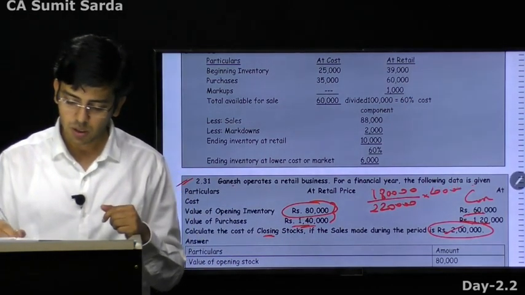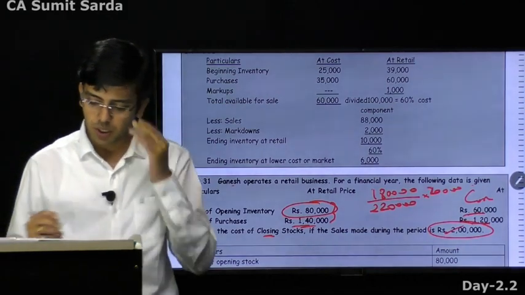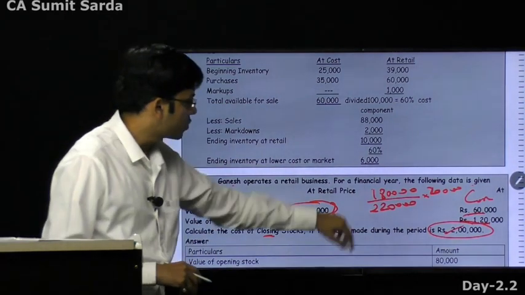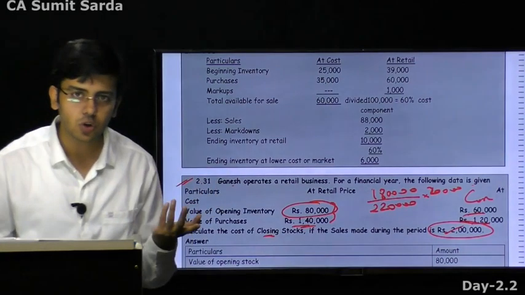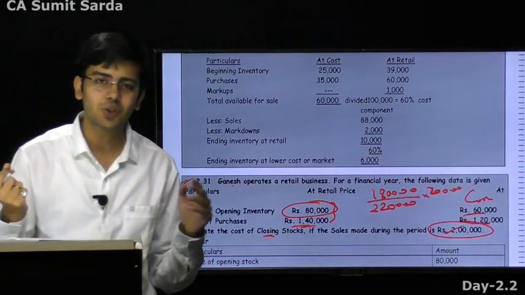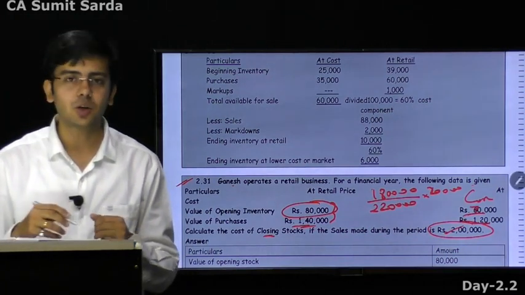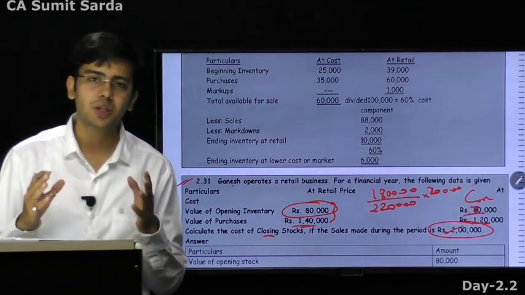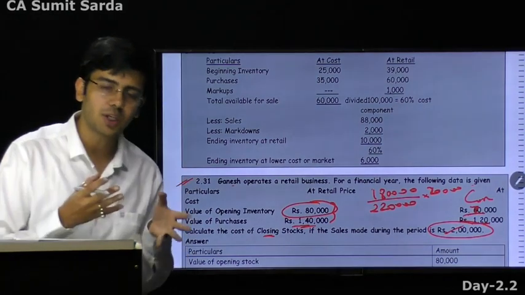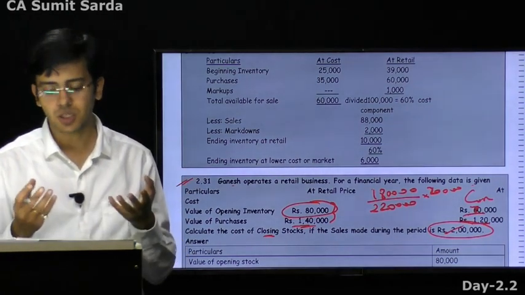20,000. Some students have a very ridiculous habit. They say, sir, cost is 1,80,000, sale is 2 lakh. That means closing stock is 20,000. Luckily, in the question, the figure turned out to be the same. What if the cost was 1,90,000? So please, these are very logically interpreted questions. Please don't make such silly mistakes.